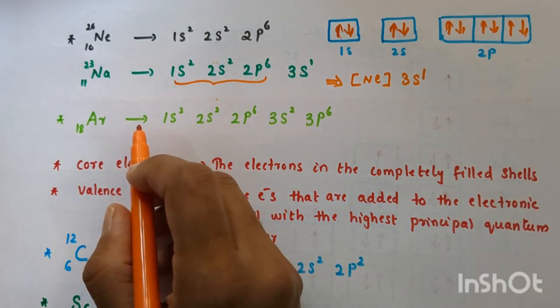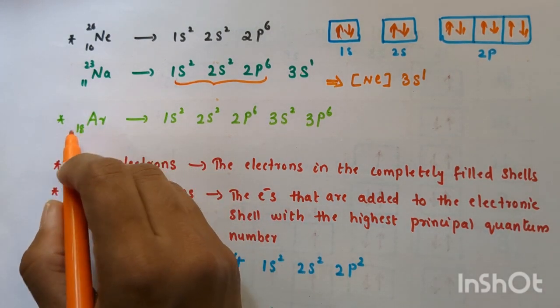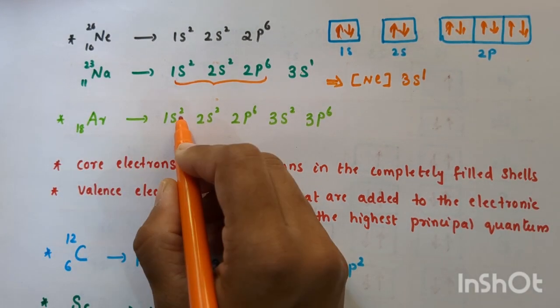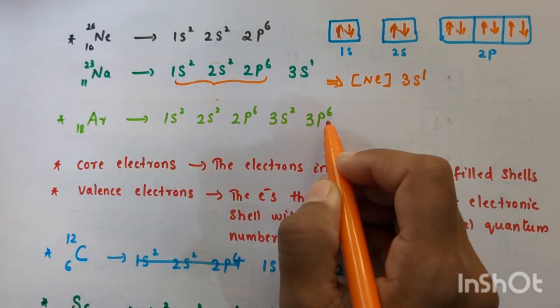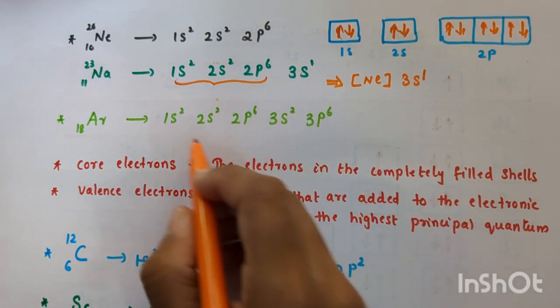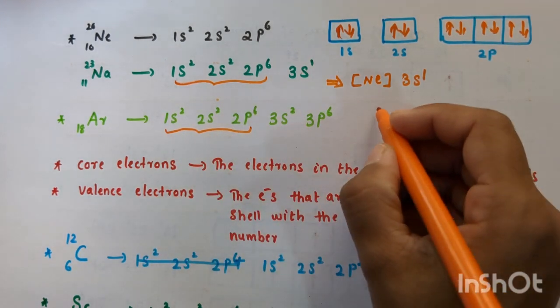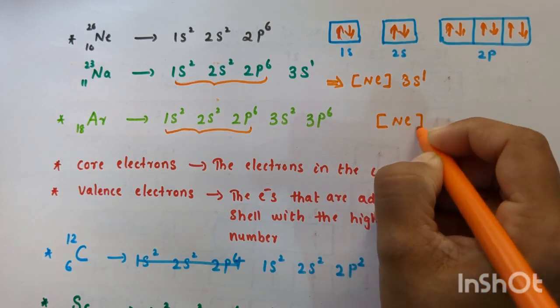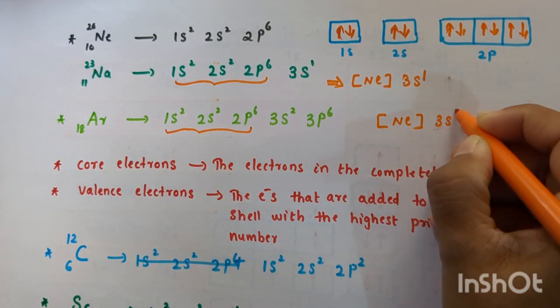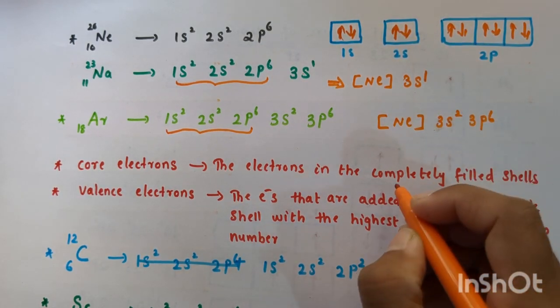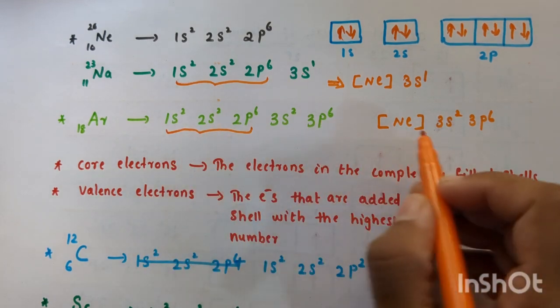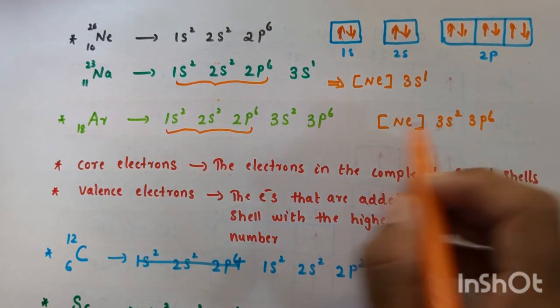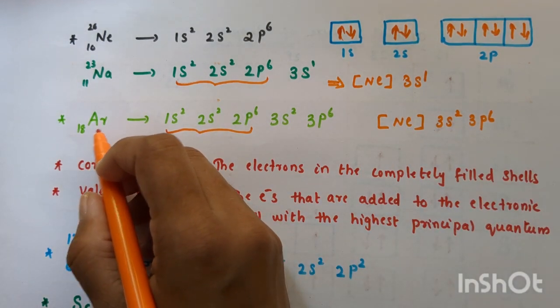The writing of this can be simplified by using this. Okay, now if you consider argon, its atomic number is 18. So 1s2, 2s2, 2p6, 3s2, 3p6. That is the electronic configuration. So 1s2, 2s2, 2p6, this is the electronic configuration of neon. And we have 3s2, 3p6. So instead of writing all these things, you can just write like this as the electronic configuration of argon.